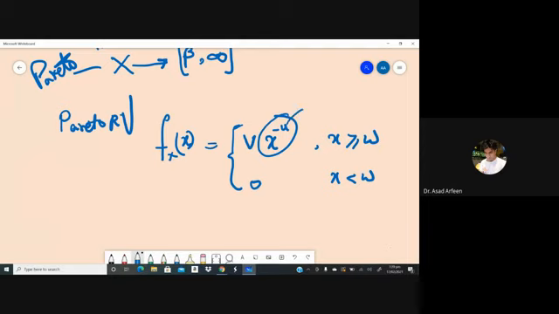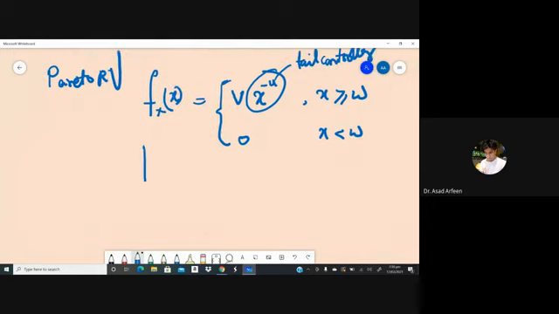This is the tail controller. Okay, and if you plot it, it just looks like this. So this is your w or beta, the minimum value. So this is the way.